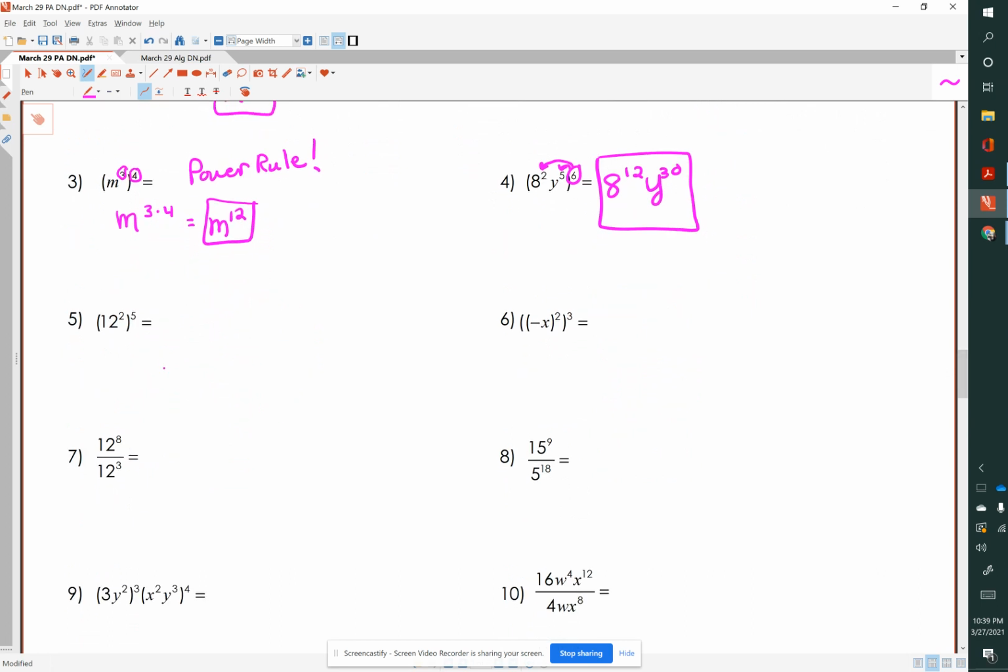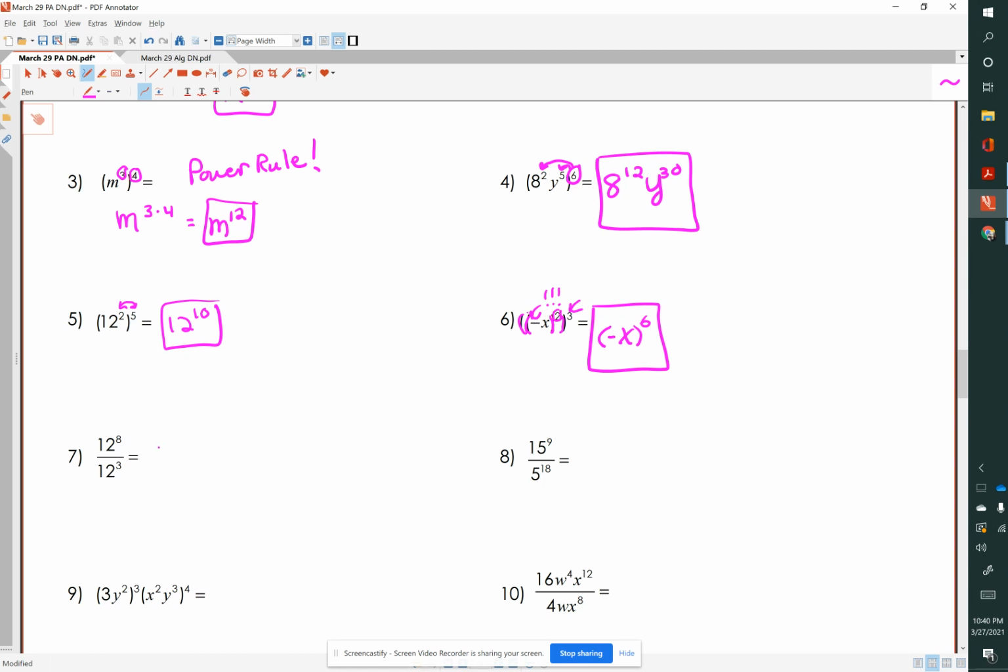Number 5. We have again the power rule, where we have to multiply these two exponents by each other. That would be 12 to the 2 times 5th, 10th power. Number 6 would be negative x. Be careful of these parentheses. Negative x, including the negative sign, is being raised to the 2nd power. And then that, in turn, is being raised to the 3rd power. So we have negative x, 2 times 3 is 6, negative x raised to the 6th power.